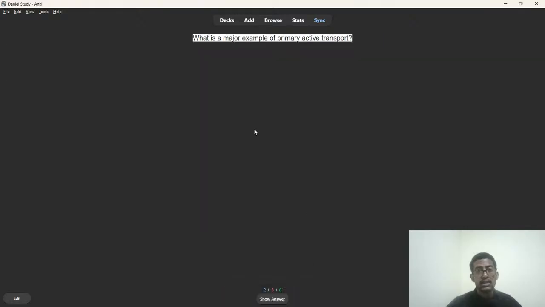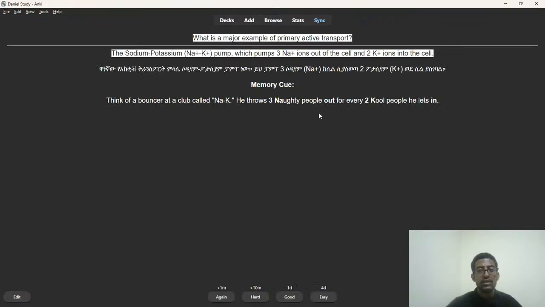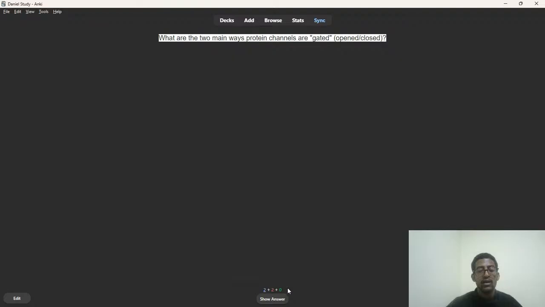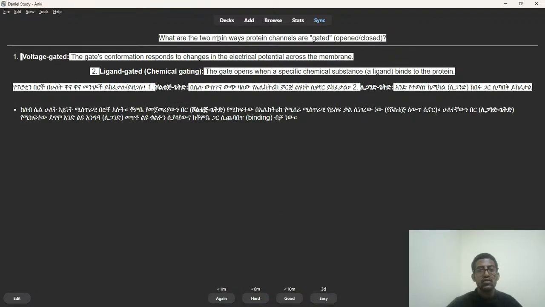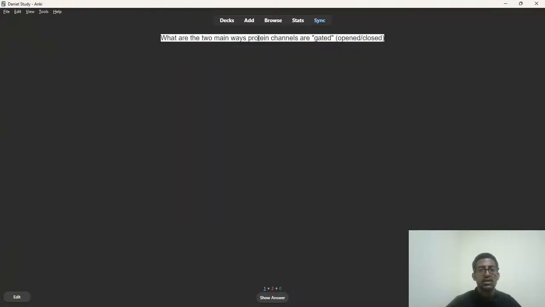This is easy. This is easy. What are the major examples of primary active transport? Sodium and potassium. Sodium, three naughty people. Potassium, two cool people. So this is easy. So what are the two main ways protein channels are gated? Open and closed. Voltage gated and ligand gated, chemical gated. So what are these two what? Channel proteins, not carrier proteins. Electrical potential across the membrane, and open when a specific chemical substance binds to the protein. Right, this is easy. What are the two main ways protein channels are gated?